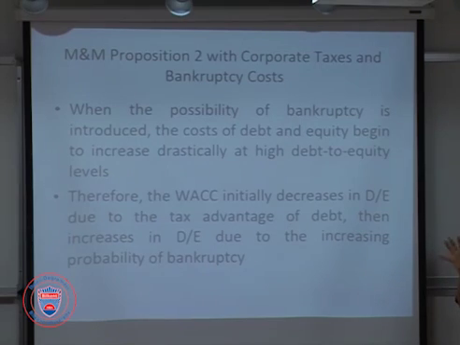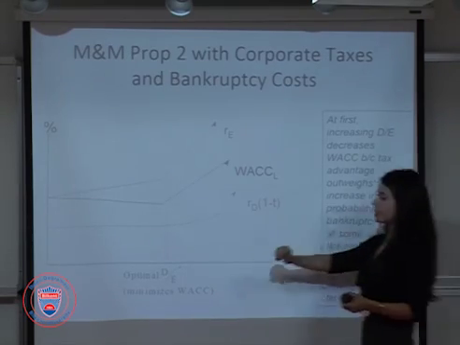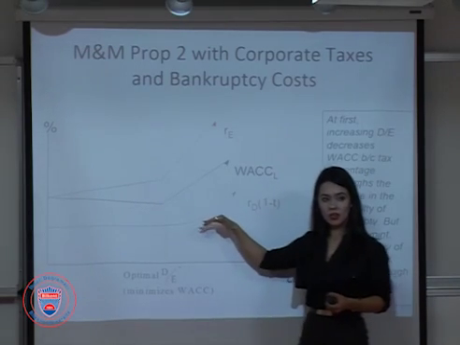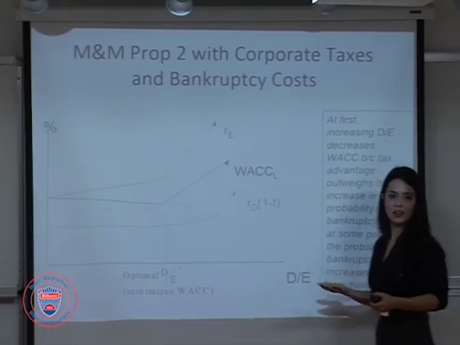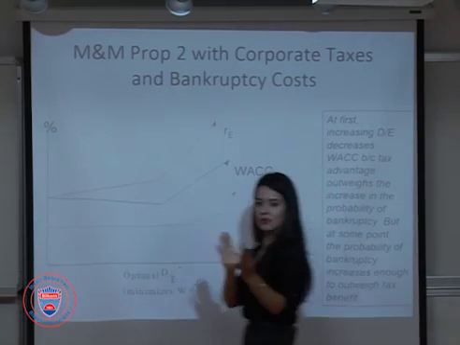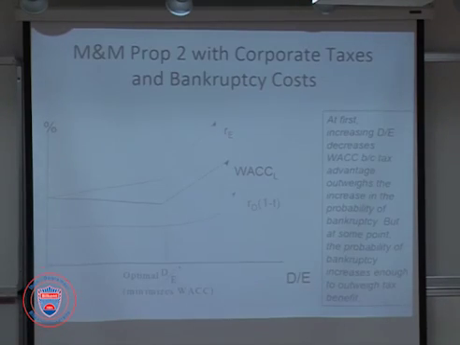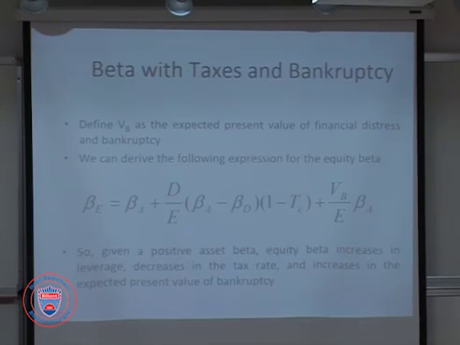When we think about WACC, what are we going to have? WACC will decrease as you increase the debt to equity ratio, but then because of the bankruptcy probability, WACC will increase. So the same idea, right? They're the mirror images of each other anyway. So that's the Modigliani and Miller case when we have taxes and bankruptcy.